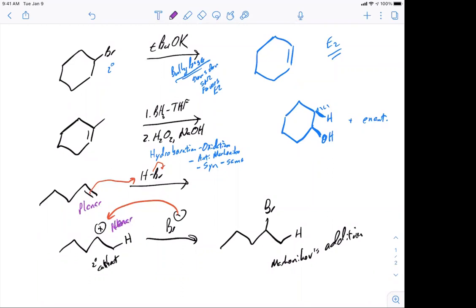Right, so whenever we have carbocations, we lose the possibility of stereo selectivity. In the case of the hydroboration oxidation that we had up here, it's not going through a carbocation, and that's why we can end up with the syn addition.